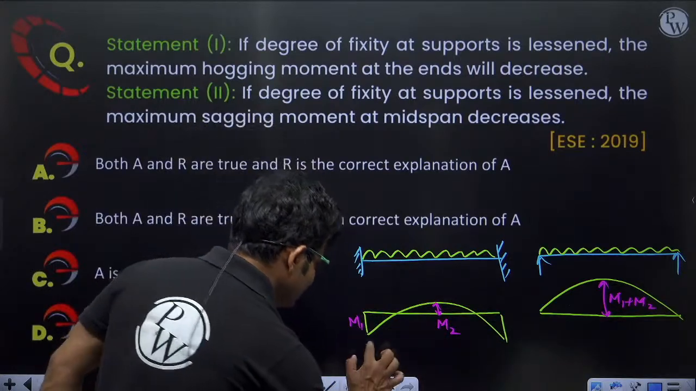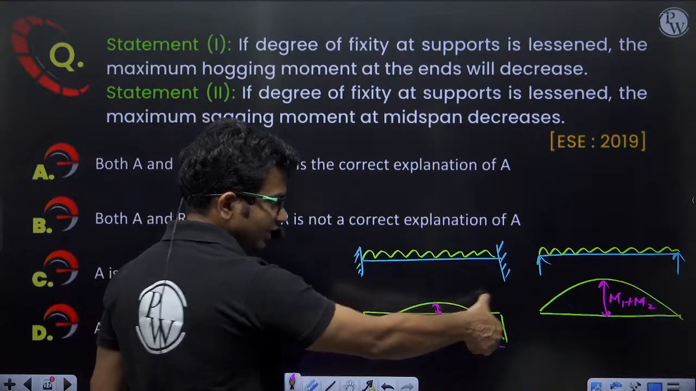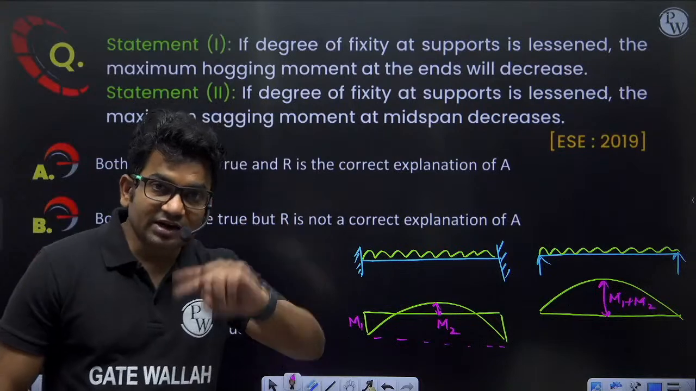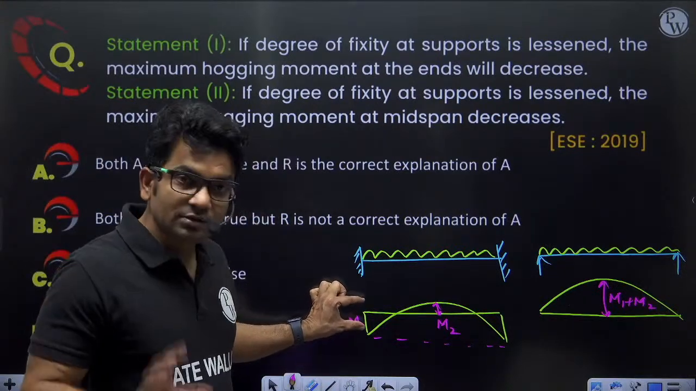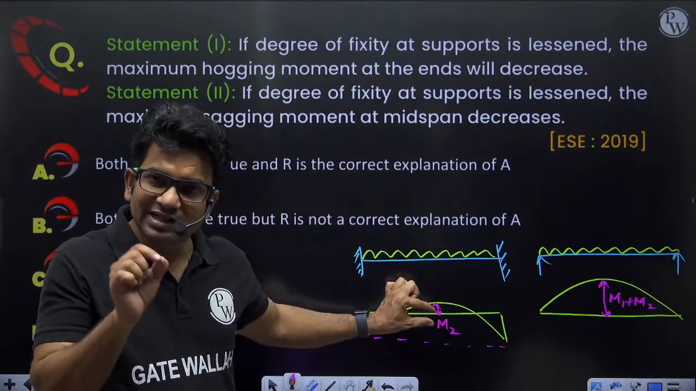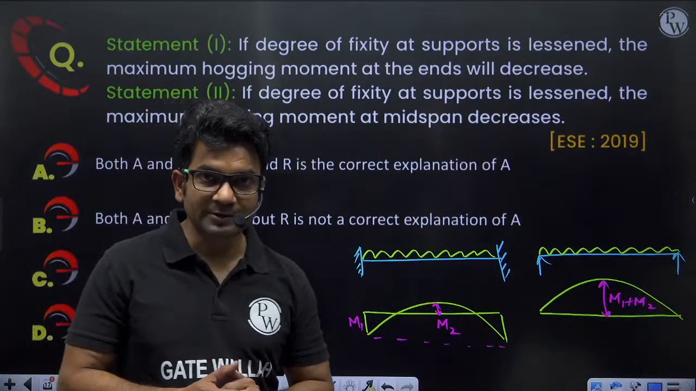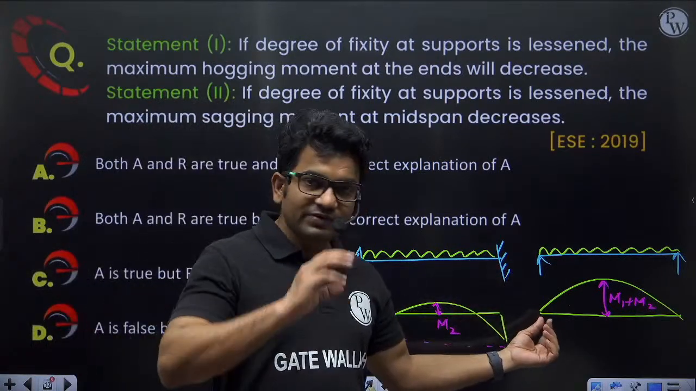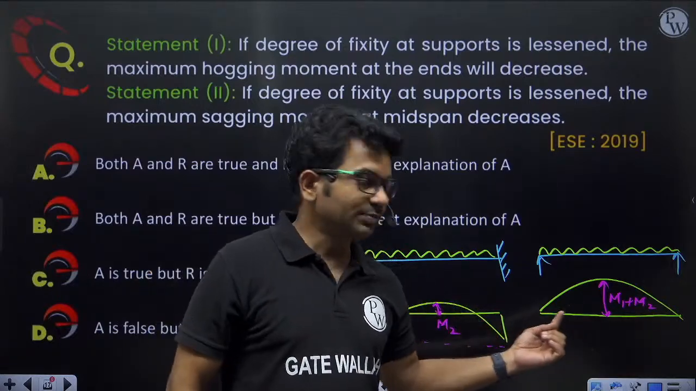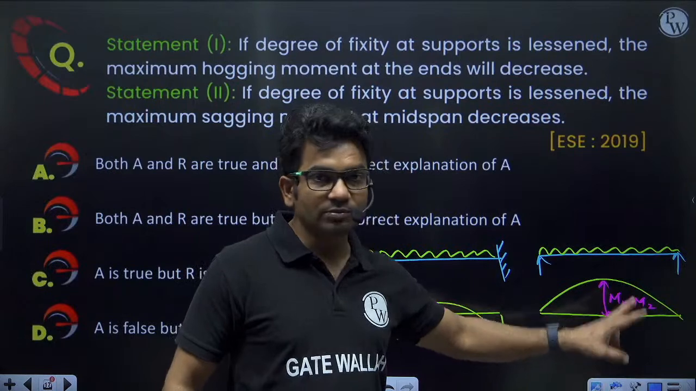If we consider this as 0, then this value and this value will become the same. So when it is 100% fixed, here we are getting a high value of bending moment, and here we are getting a less value of bending moment. This is sagging bending moment, this is hogging bending moment. And if it is perfectly free to rotate, that means here we are getting zero bending moment at support, and here the entire bending moment is sagging bending moment at midpoint.